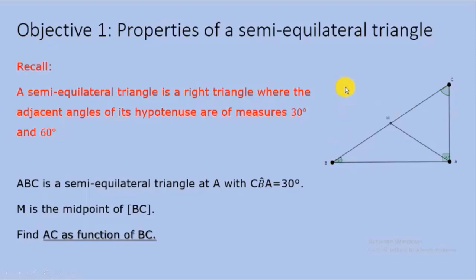What do we mean by as function of BC? That is, we have to find AC with respect to BC. For example, AC might be a third of BC, might be 3/4 BC, might be half BC. So, as function of BC. To find AC as function of BC, we have to follow the following steps.